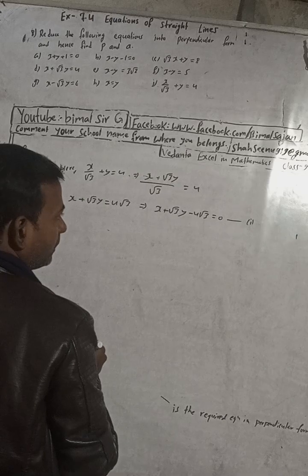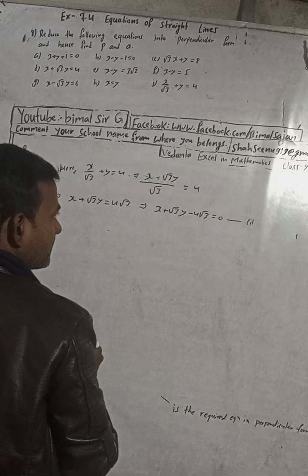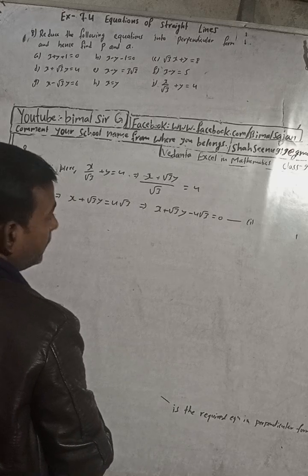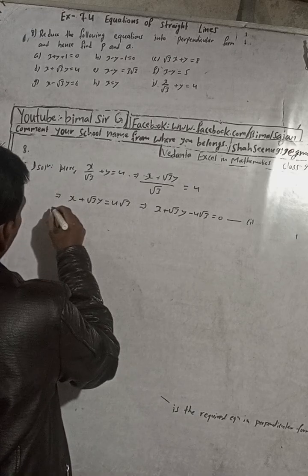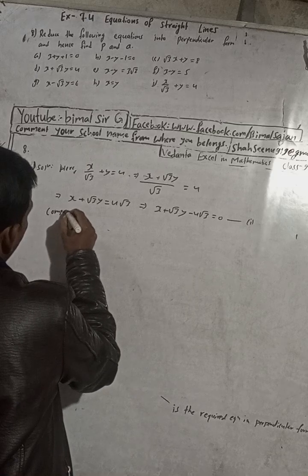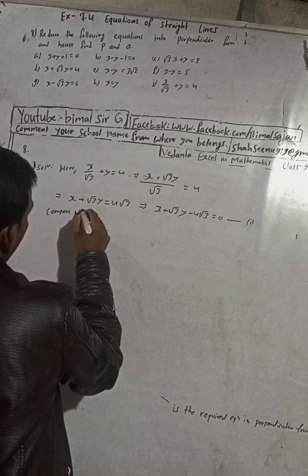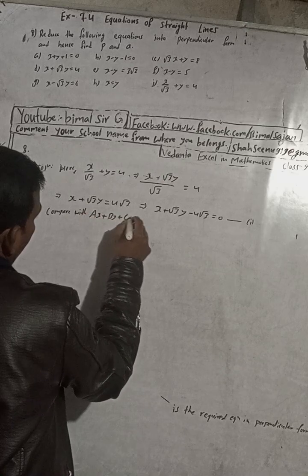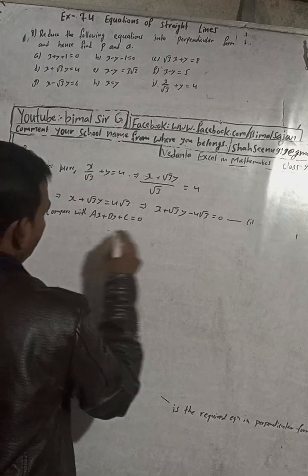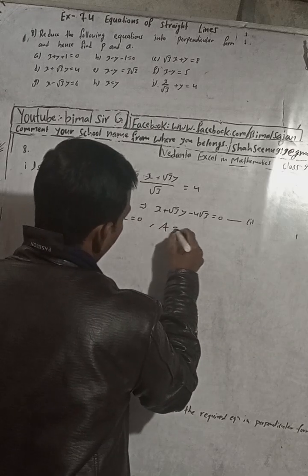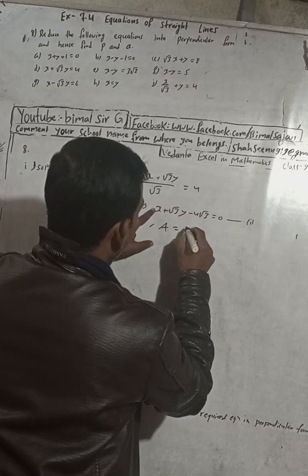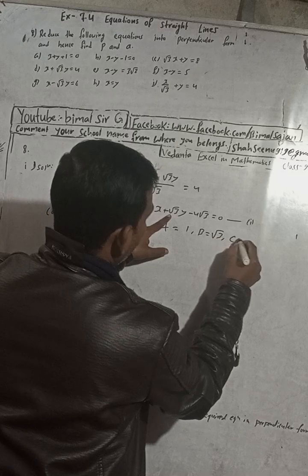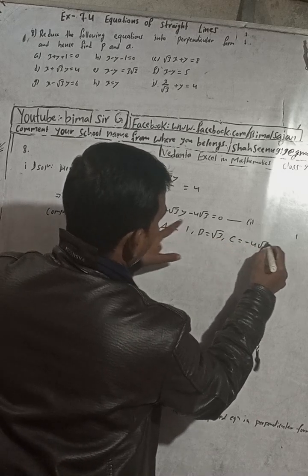Now we got this, yes, equation 1. Now comparing it with ax plus by plus c is equal to 0. So what we get here, comparing this equal 0, we get a is equal to 1, b is equal to root 3 and c is equal to minus 4 root 3.